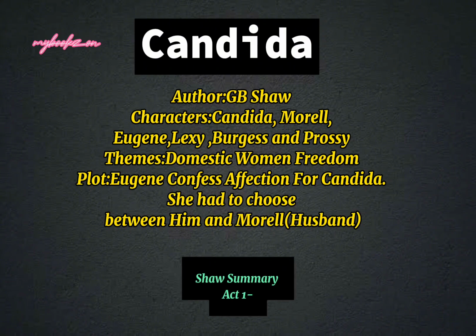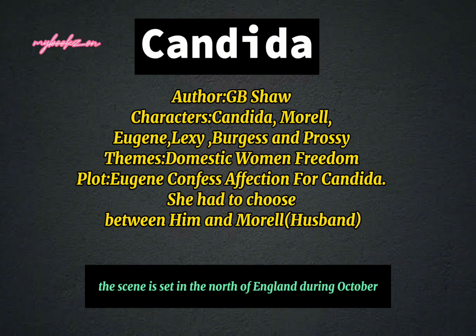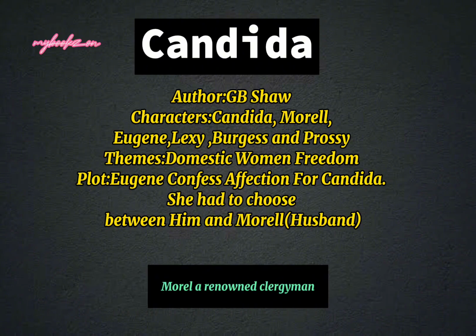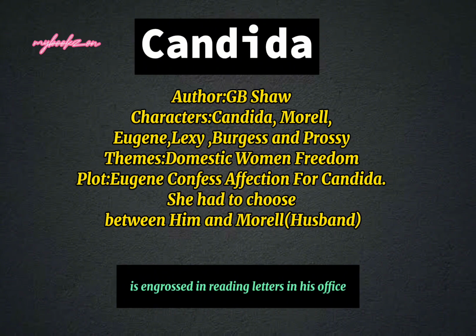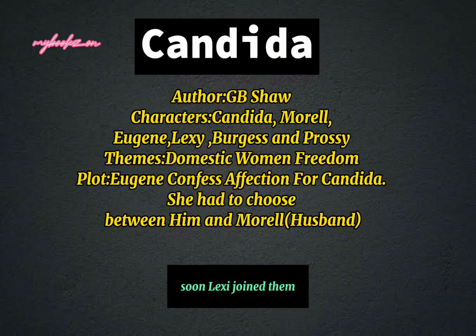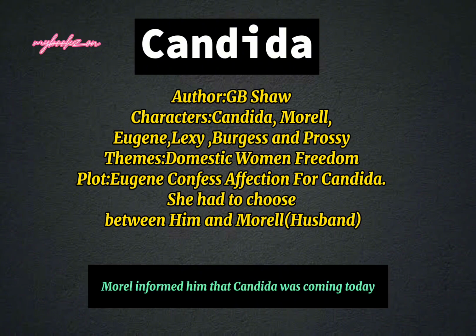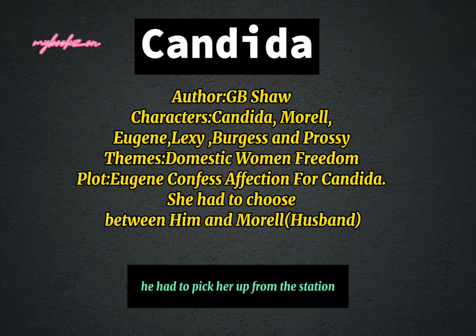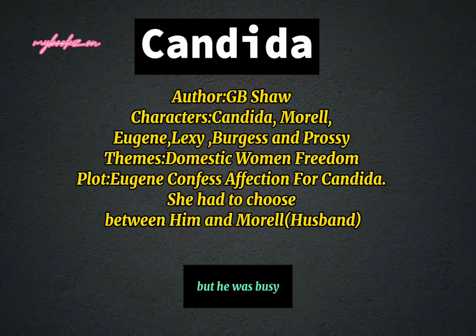Summary. Act 1. The scene is set in the north of England during October. Morell, a renowned clergyman, is engrossed in reading letters in his office while his assistant Prossy is present. She informed Morell about the invitations. Soon, Lexie joined them. Morell informed him that Candida was coming today. He had to pick her up from the station, but he was busy.